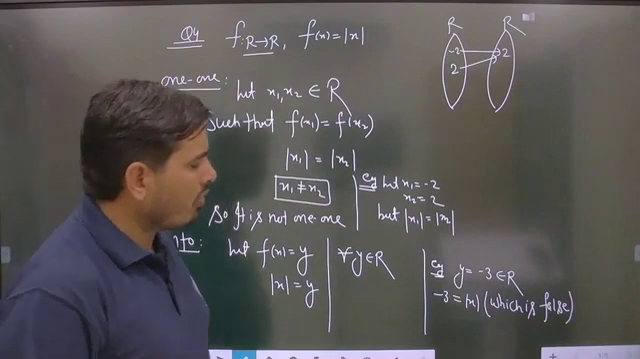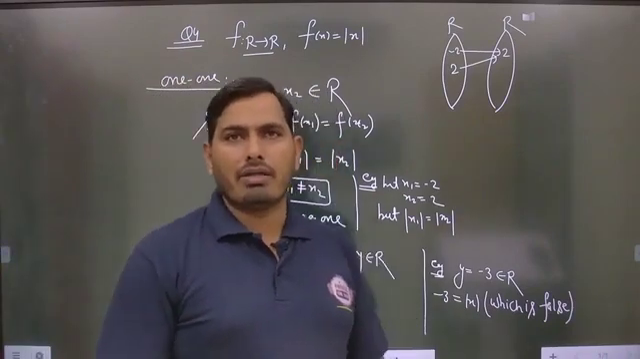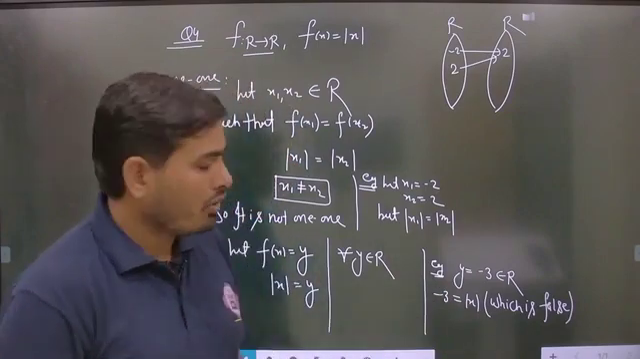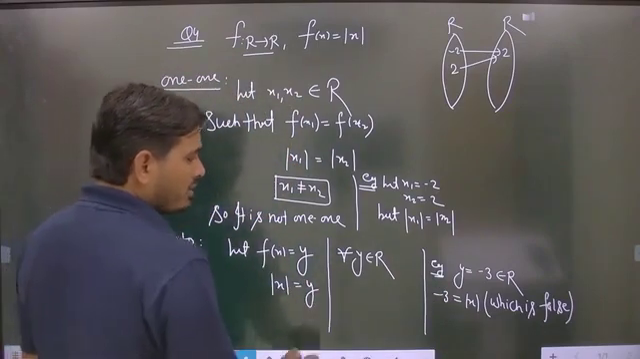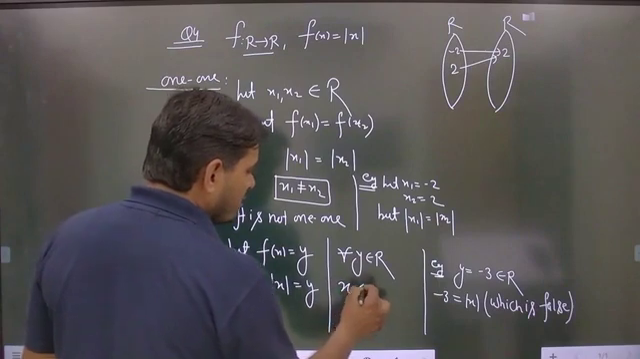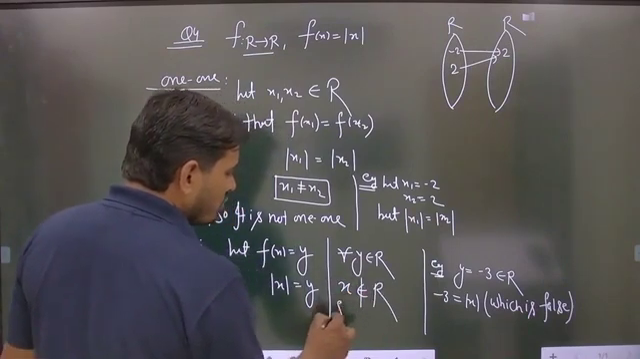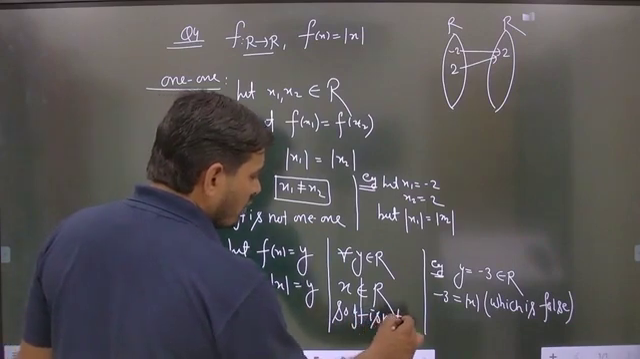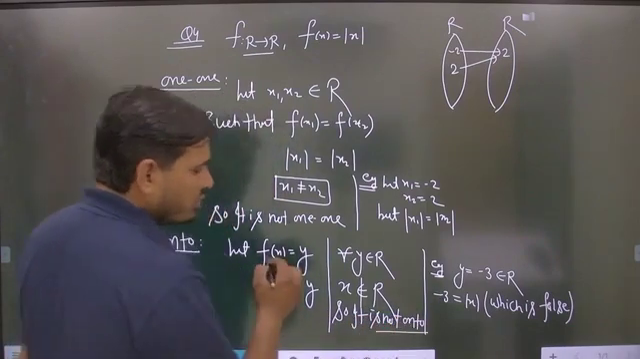No, any modulus will not provide a negative answer. That's why, students, modulus will never take a negative value. So here, for all y belonging to the real numbers, x does not belong to the real numbers, so it is not onto. So it is not an onto function. Is it clear?